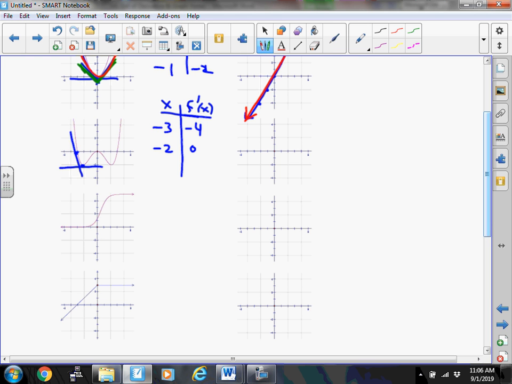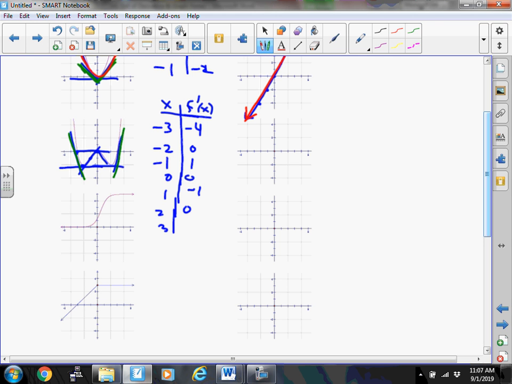Okay. Next one. At negative 1, excuse me, it appears that the slope is 1. Again, another critical point. At 0, the slope is 0. And I continue that process all the way through. At 1, it appears to be negative 1. At 2, it appears to be 0. And at 3, again, symmetry is involved. If this I called negative 4, I'm going to call that 4.